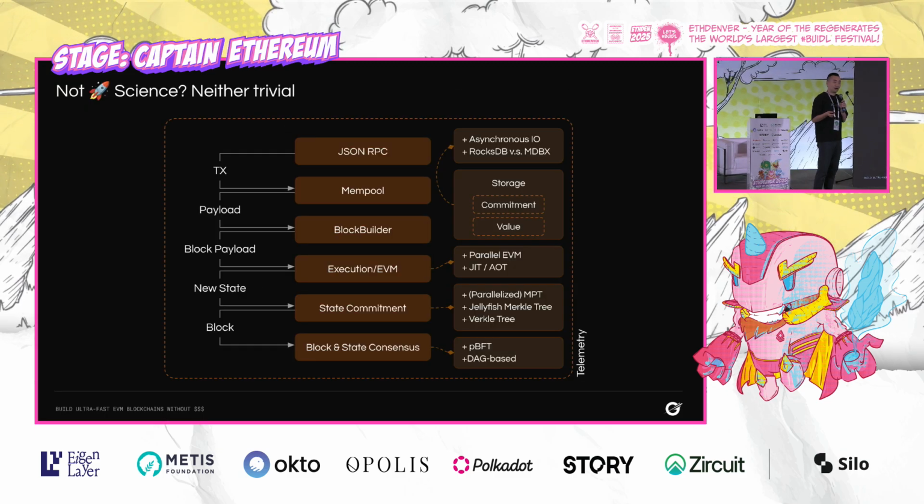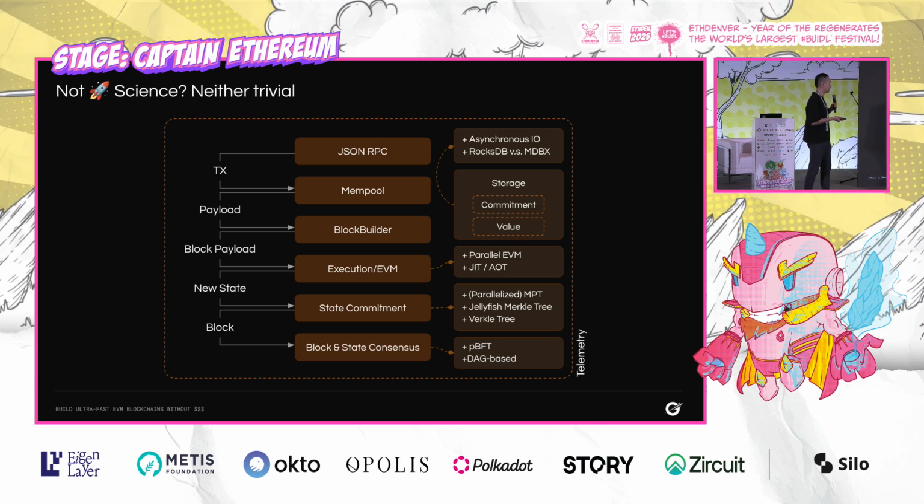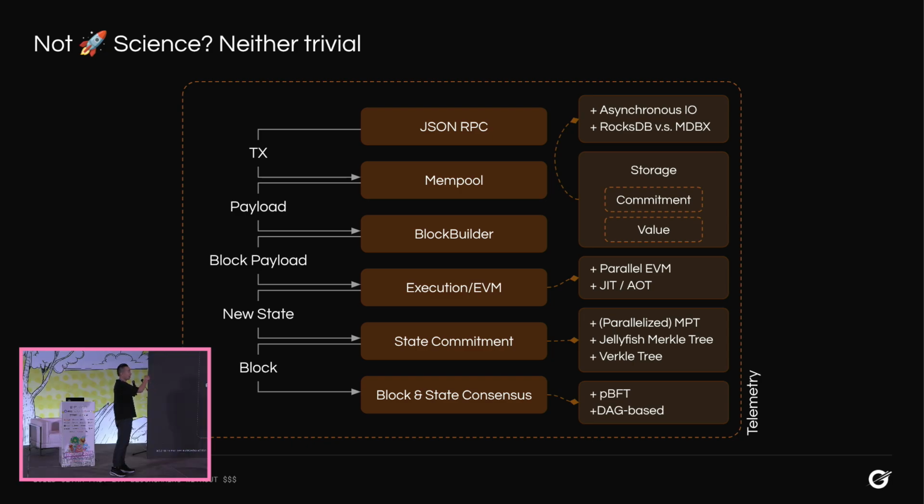All right, many people consider building a blockchain not rocket science. I agree, but it's not trivial either. Under the hood, there are a lot of things. This is a traditional blockchain architecture, and all these components need a lot of practical innovations to reach a very high performance blockchain.